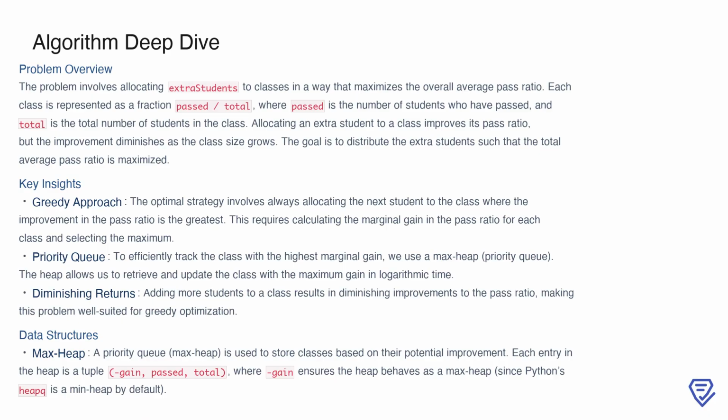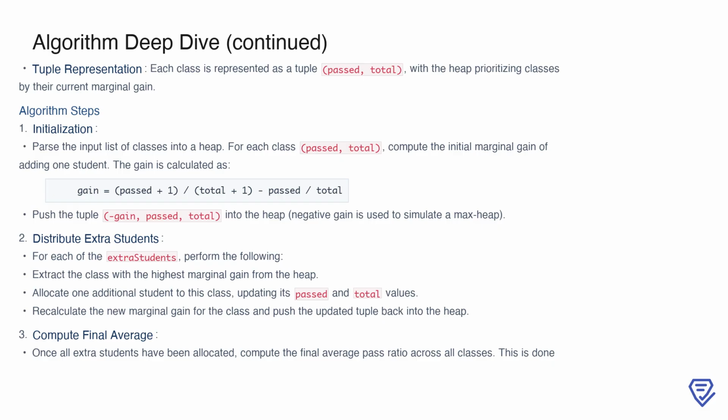To represent the problem computationally, we use tuples to store information about each class, specifically, (passed, total). The heap is structured to prioritize classes by their marginal gain, ensuring we allocate extra students optimally. The algorithm begins with the initialization step.